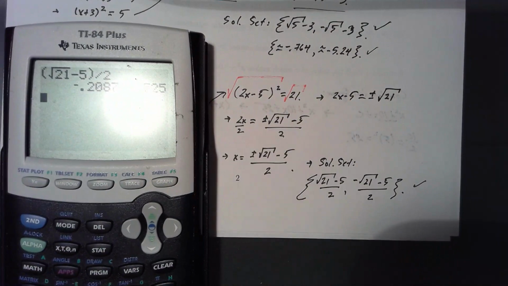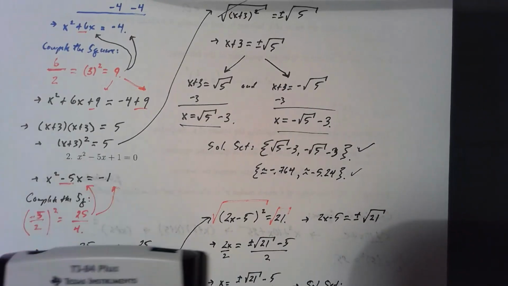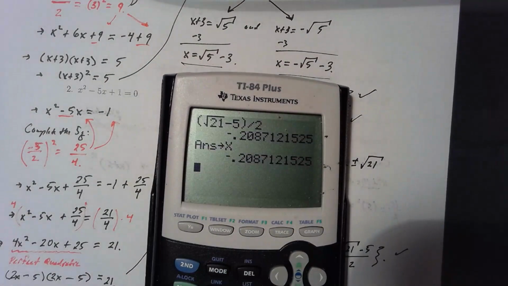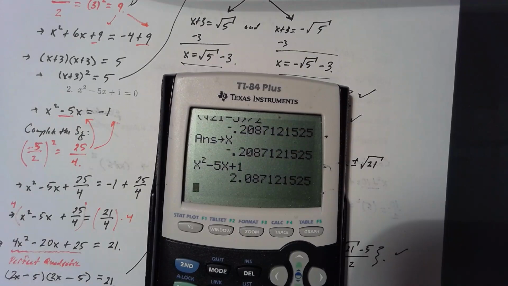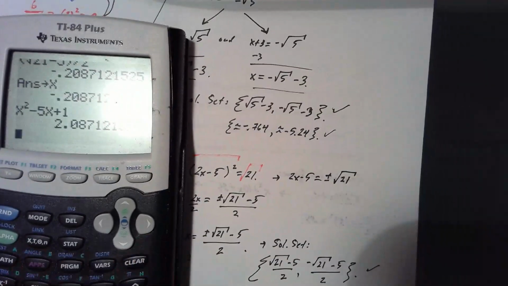Store that in for x if you want. So store x. Now just type in the original equation. You should get 0 when you hit enter. So x squared minus 5x plus 1. Well, that's weird. Did I make a mistake? What did I do? That shouldn't have happened.